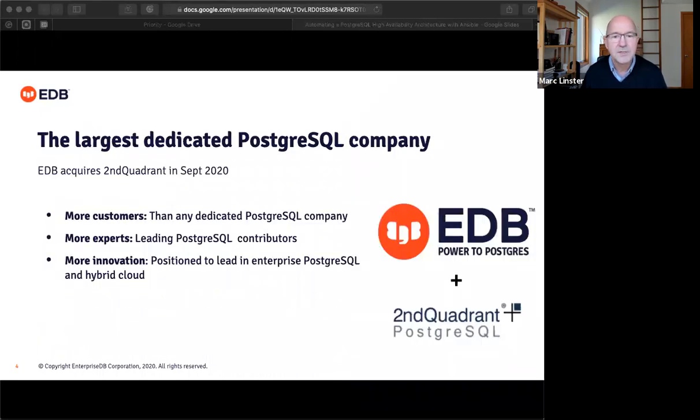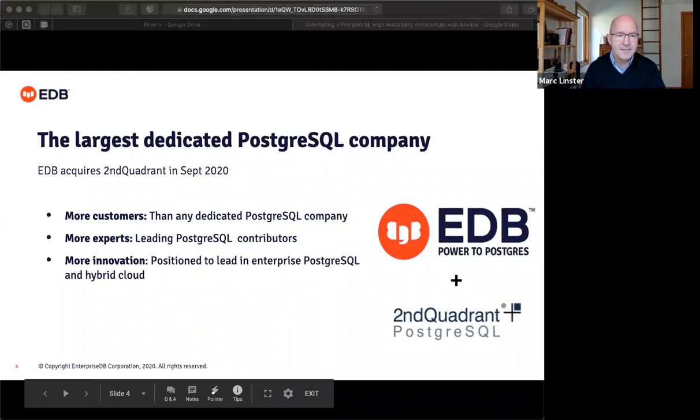Bear with me here. We're going to talk briefly about EDB. We are today the largest dedicated Postgres company. As you may know, on September 30th, we acquired Second Quadrant. So that gives us more customers, more experts, and a greater drive for innovation than any other dedicated Postgres company. We're very, very happy that this was happening. We've been working on Postgres together with Second Quadrant and many other companies for many years. And so this is a great getting together that will allow us to drive innovation even faster. Okay, let's go forward.